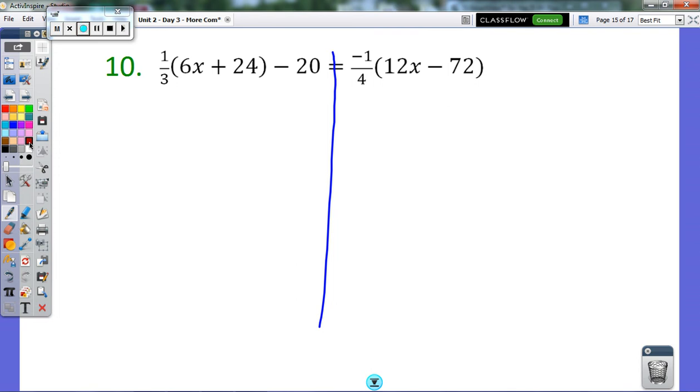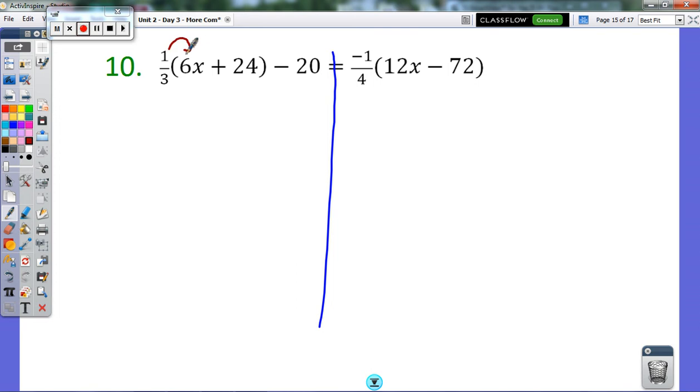Guys, wait to clear the fractions until after the parentheses are gone. Did you hear that? Wait to clear the fractions until after the parentheses are gone. In other words, distribute first. You'll see why.